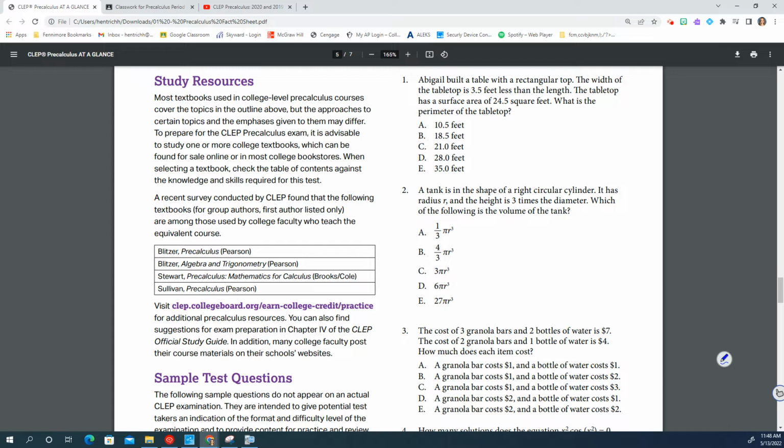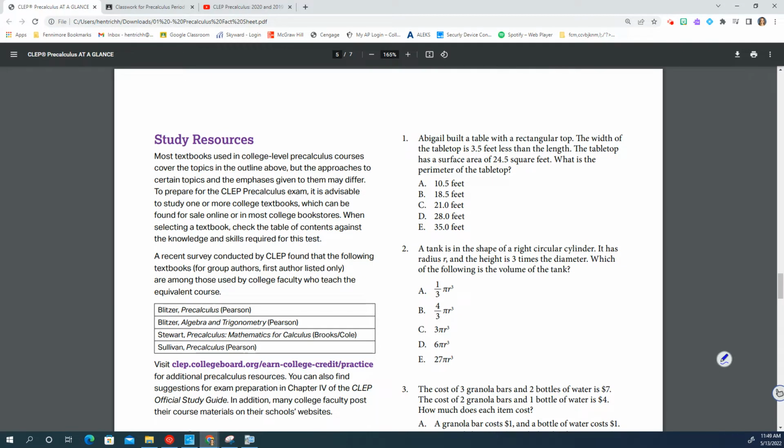So first one, we have a rectangular tabletop. The width of the tabletop is 3.5 feet less than the length. Okay, we know the area of this is 24.5, and they want us to find the perimeter. So here's what we know. We know the area, which would be length times width, is 24.5.